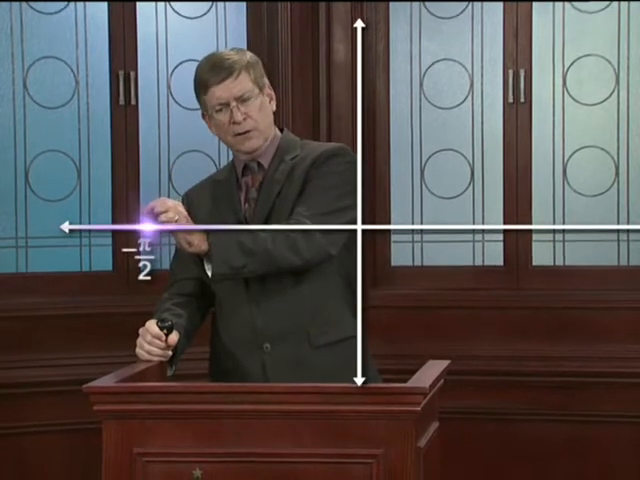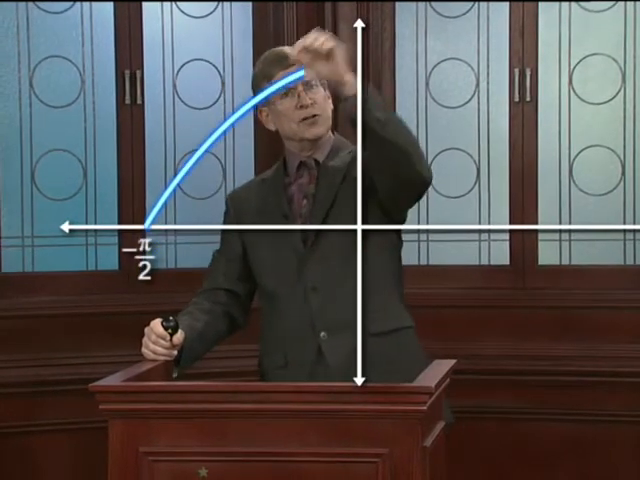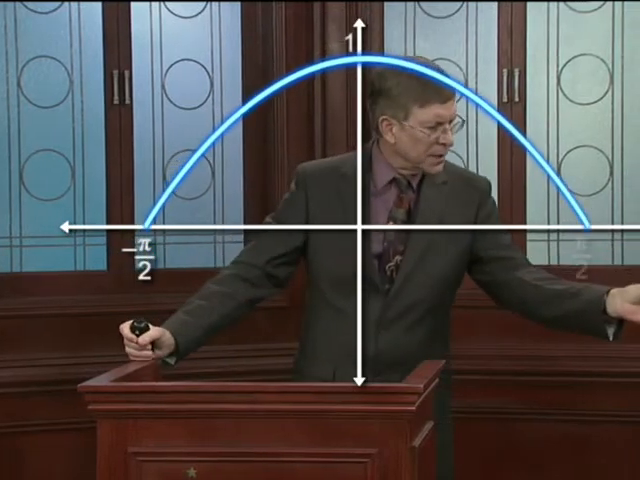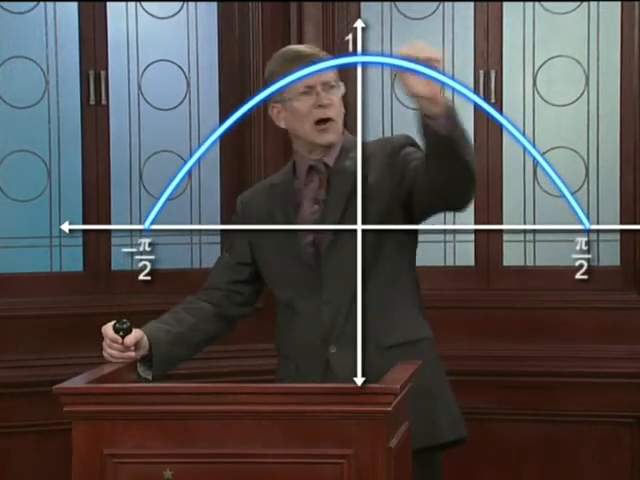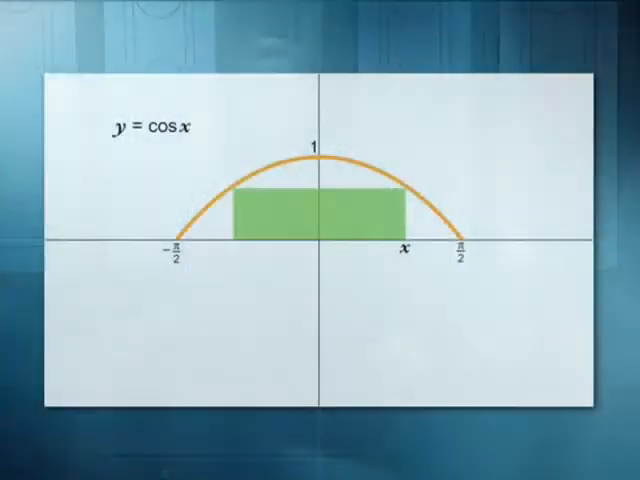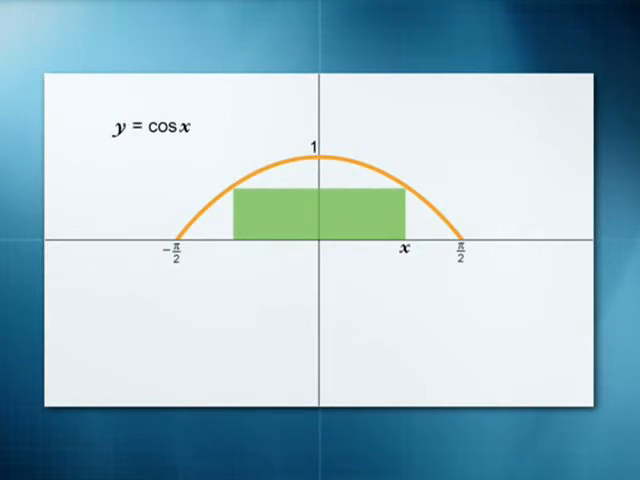So here's the problem. Imagine you have one arc of the cosine function. Remember that cosine of minus pi over 2 is 0, cosine of 0 is 1, and then cosine of pi over 2 is 0 again. So that's an arc of the cosine function. And stick inside a rectangle with the base on the x-axis, and it goes up and bumps into the cosine function. I want to find the value of x, where x is that edge of the rectangle, that makes the green rectangle as big as possible in area.